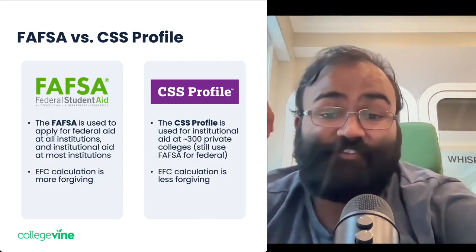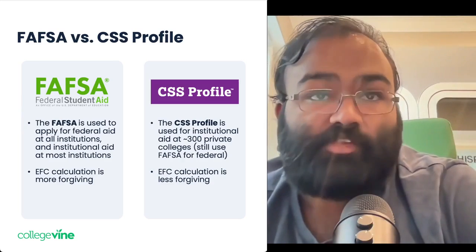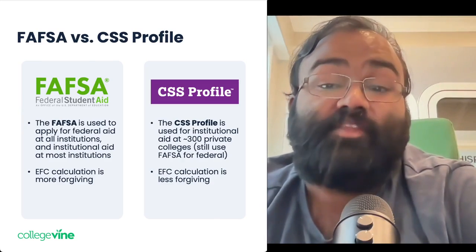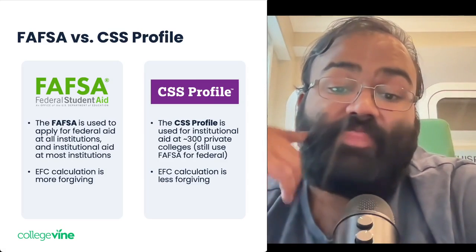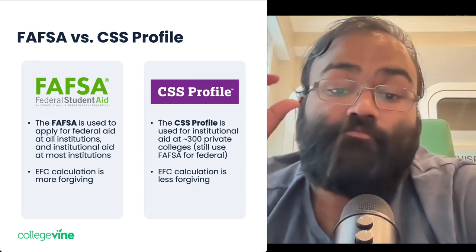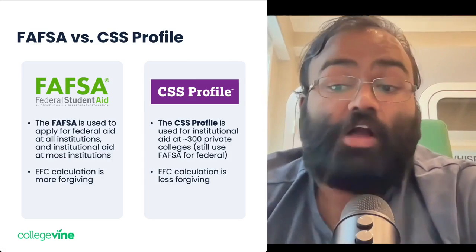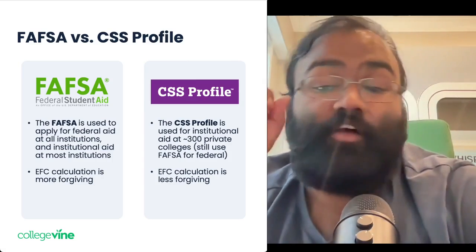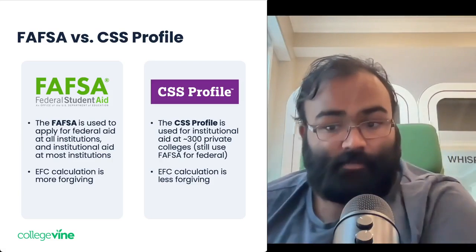Okay? The FAFSA is used to apply for federal financial aid at all institutions. And as a reminder, you really only tend to receive federal financial aid that isn't student loans if you're making under $65K a year in household income. And then institutional aid at most institutions that don't use the CSS Profile. The CSS Profile is much less common, but it is used for institutional aid only at roughly 300 private colleges. Again, they still use the FAFSA for federal financial aid.